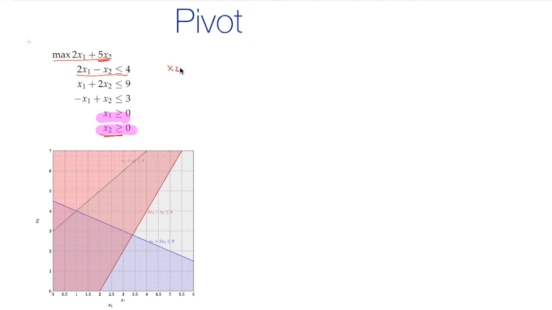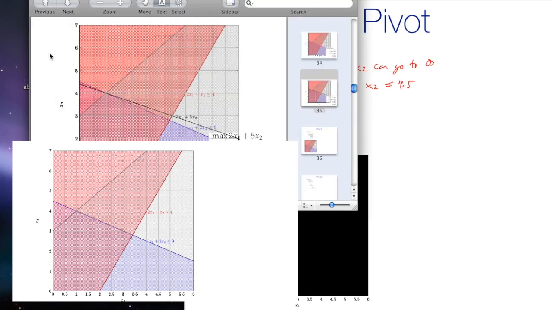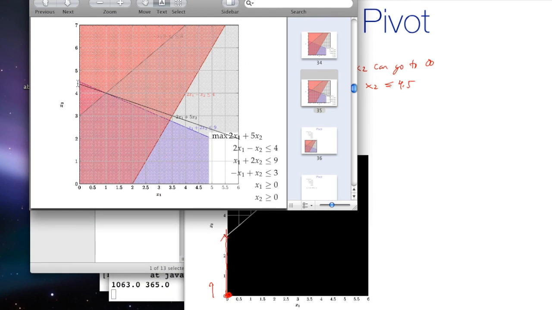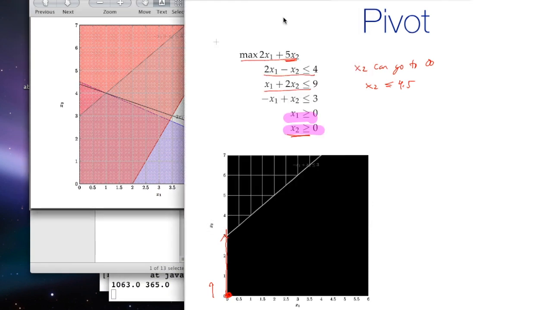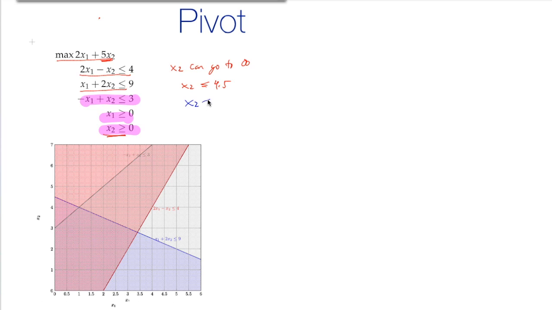So for example, this constraint right here, when x1 is 0, x2 can be infinity. This constraint has no constraint on x2. This constraint right here says that x2 has to be less than 4.5. This blue line right here says that x2 has to be less than 4.5. This final constraint, this bottom constraint right here, requires x2 to be less than or equal to 3. It is the most constraining version of the problem.